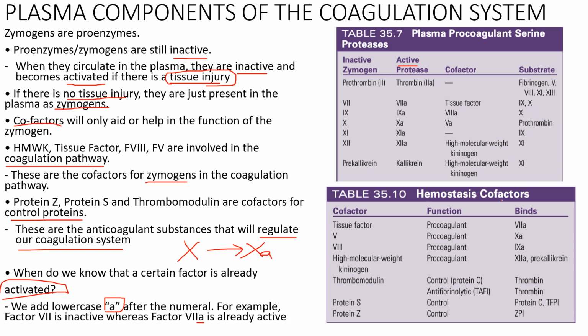Then we also have the hemostasis cofactors. So we have the different cofactors: your tissue factor, 5, 8, high molecular weight kininogen, thrombomodulin, protein S, and Z. Then they have different functions, and they can also bind. Please take note of this. They bind to different coagulation factors. An example here is that your tissue factor would bind to activated factor 7, while your cofactor 5 would bind to activated factor 10. So again, do memorize these two tables.